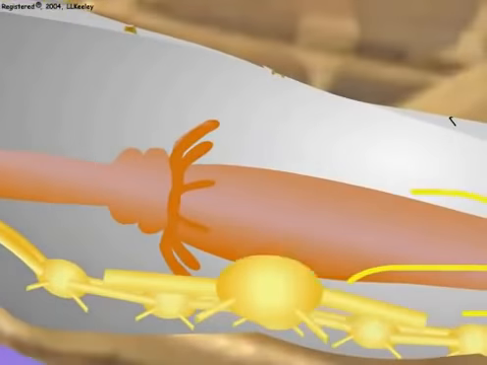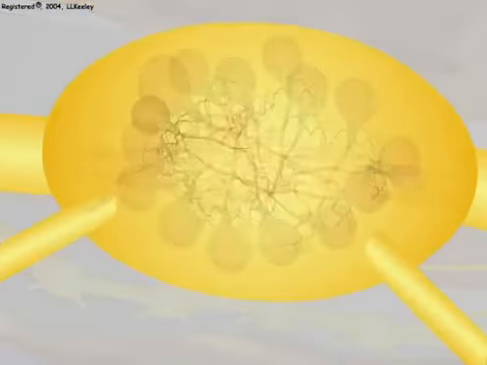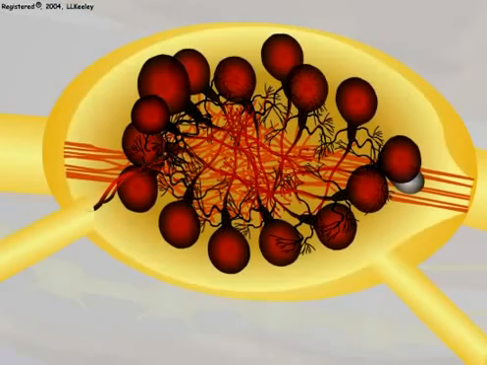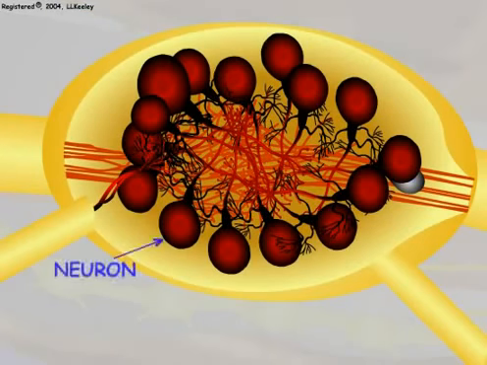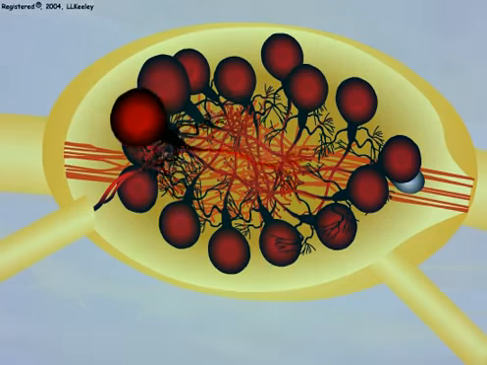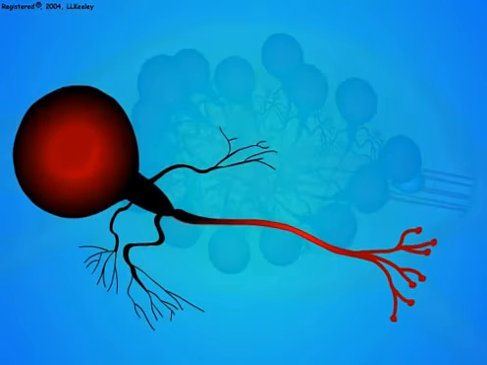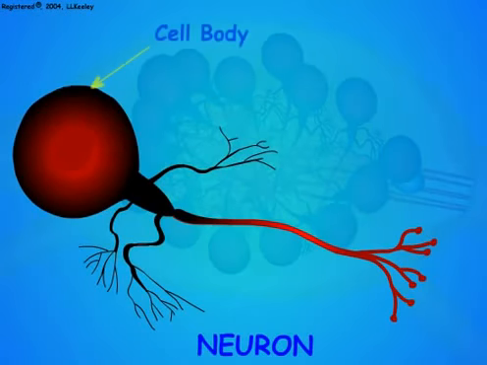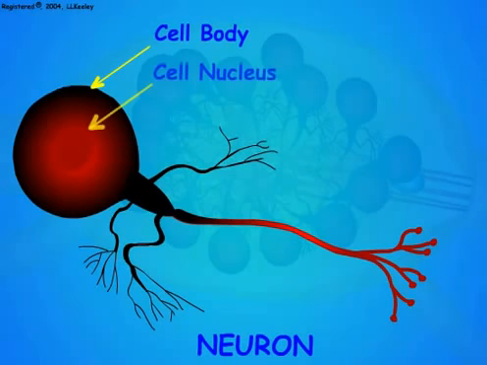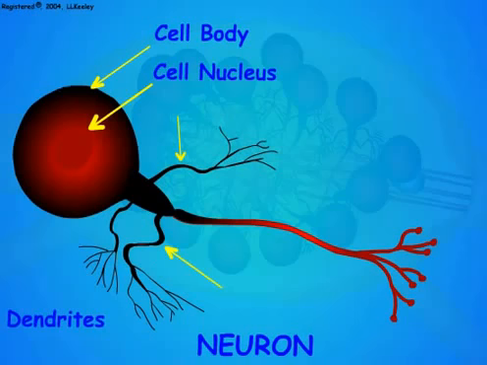Let us see how the nervous system functions by looking more closely at the internal structure of a ganglion. The functional cell of the nervous system is called a neuron. The role of the neuron is to receive and transmit information. The neuron consists of a cell body which is the living part of the cell and contains the nucleus. Dendrites receive information from other neurons or from the sensory system and convey the information to the axon.